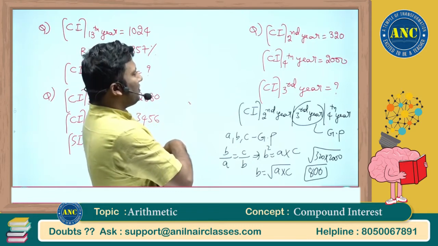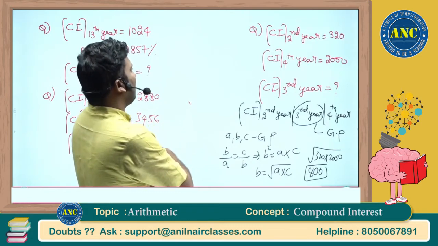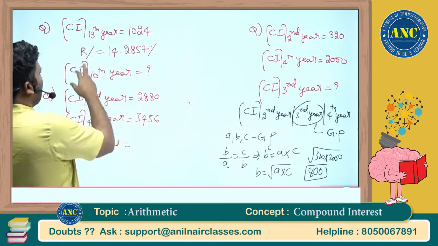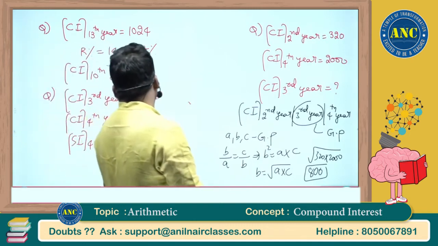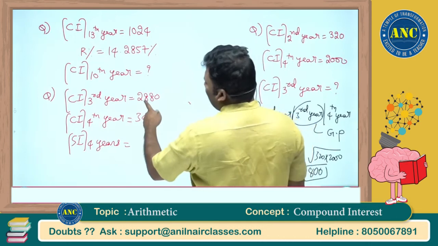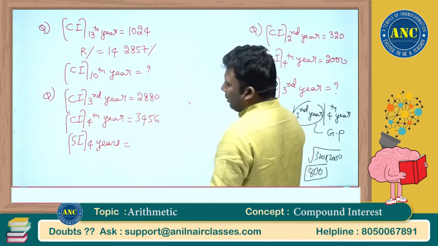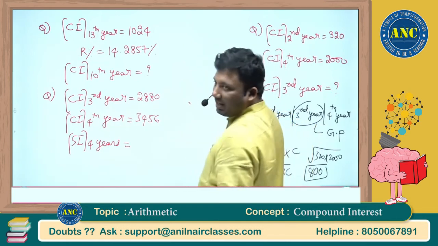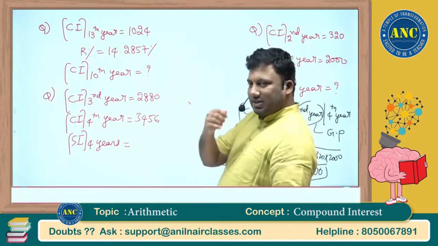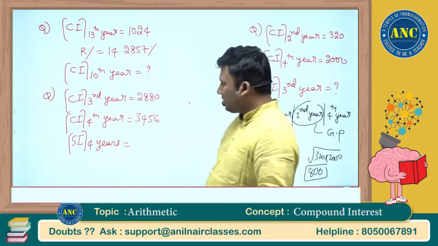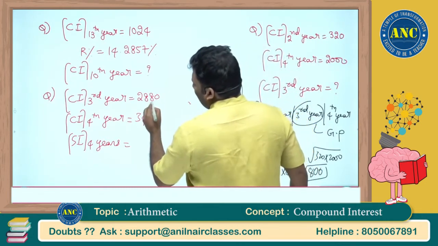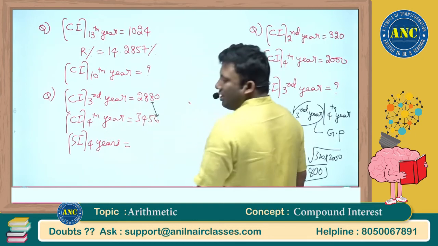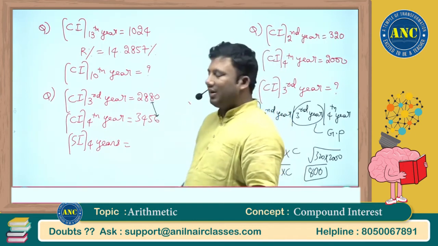So at the end of third year it will be 800. Now see here. CI for the third year is 2880. CI for the fourth year is 3456. These 8 is becoming 6. Which multiple of 8 will I get 6?